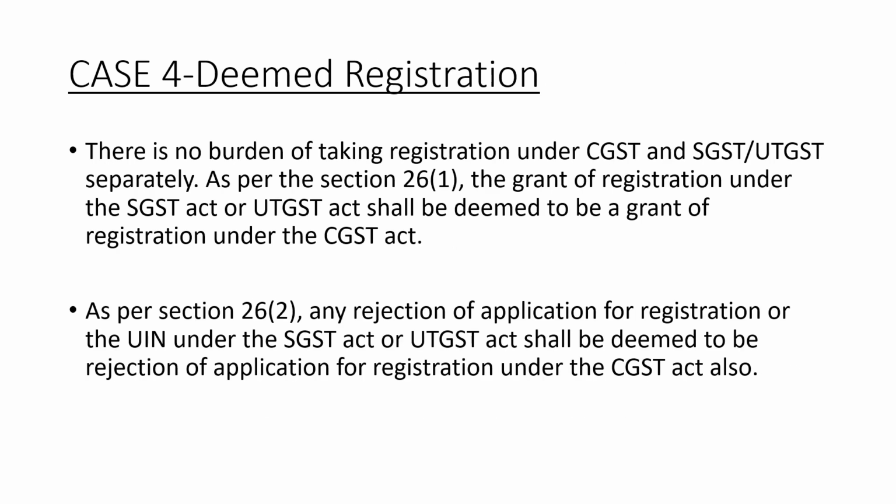As per Section 26 of the CGST Act, there is no burden of taking registration under the CGST and SGST/UTGST Acts separately. As per Section 26 subsection 1, the grant of registration under the SGST Act or UTGST Act shall be deemed to be a grant of registration under the CGST Act. This is done to reduce the burden on businesses to get themselves registered under separate Acts. And as per Section 26 subsection 2, any rejection of an application for registration or the UIN under the SGST Act or UTGST Act shall be deemed to be a rejection of the application for registration or establishment of UIN under the CGST Act also.